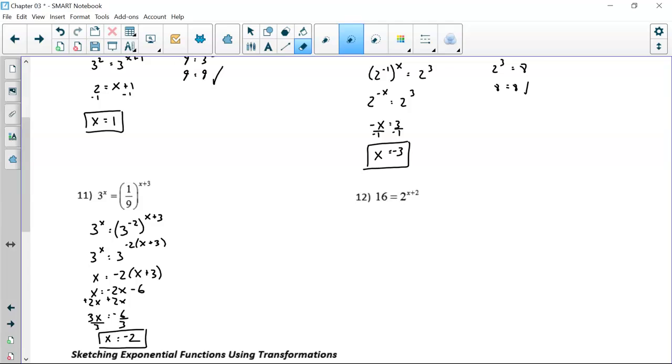Number 12, same thing. 16 is the same as 2 to the fourth, 2 to the x plus 2. Bases are equal. Now the exponents are equal. 4 equals x plus 2. Subtract 2 from both sides. X equals 2. And you can go in and check, and you'll see that it does work.